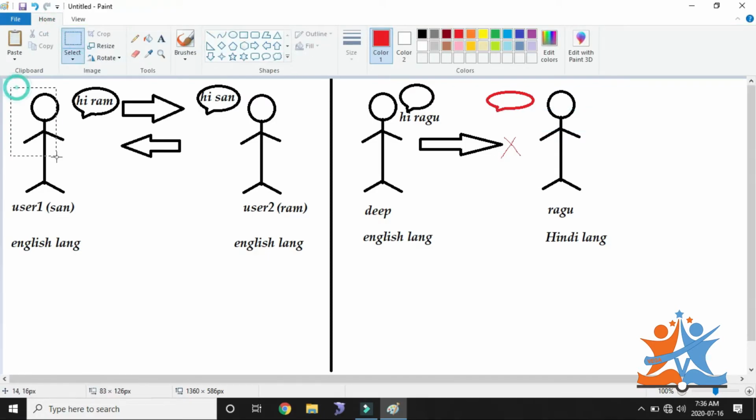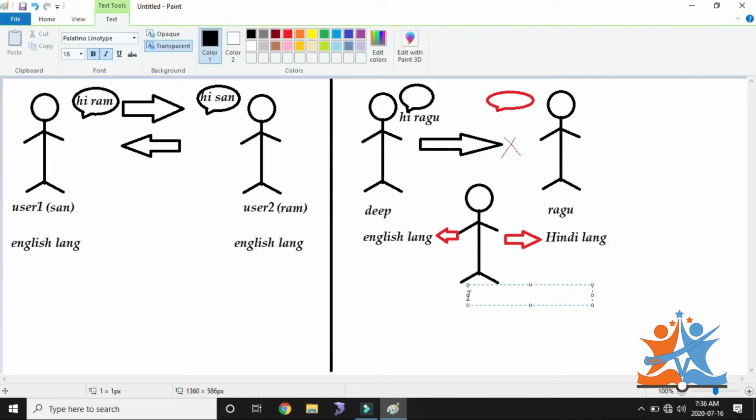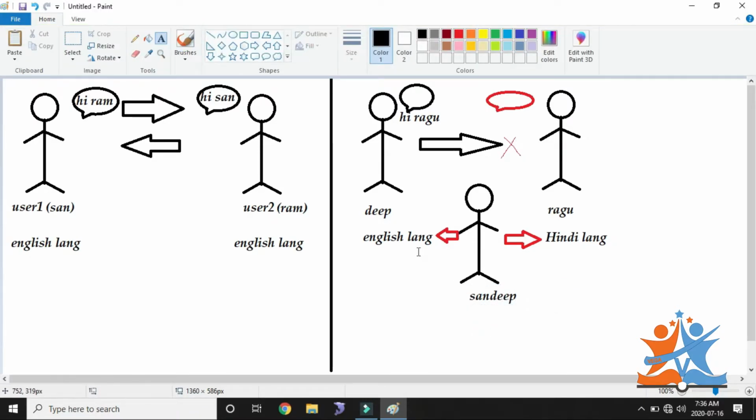So we take one more person. This person has the knowledge of both languages, English and Hindi. So when Raghu and Deep are going to communicate, one more person is there. That person's name is Sandeep. This Sandeep has knowledge of English and Hindi.